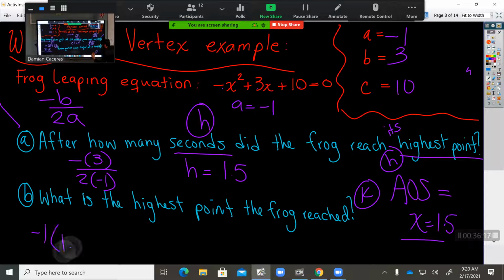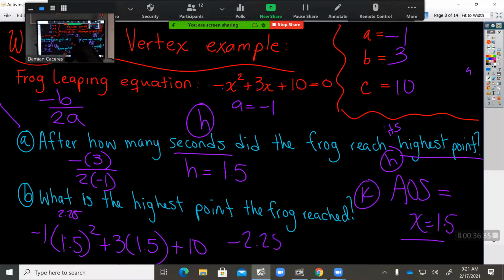Negative 1 times 1.5 squared plus 3 times 1.5 plus 10. Exponent first. So 1.5 to the second power is 2.25 times negative 1 is negative 2.25. 3 times 1.5 is 4.5. Bring down your plus 10. Now you put all that together and you get 12.25.